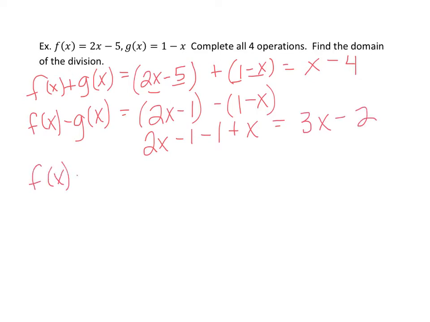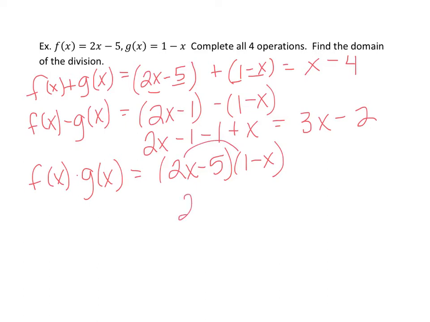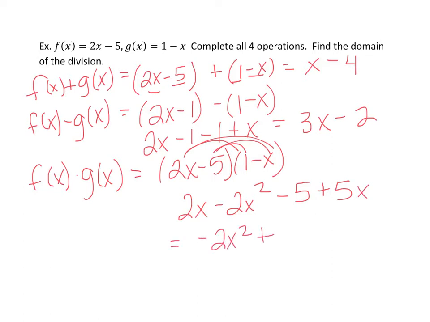f of x times g of x. 2x minus 5 times 1 minus x. This time I'm going to multiply my binomials. We've got 2x minus 2x squared minus 5 plus 5x. So final answer would be negative 2x squared plus 7x minus 5.